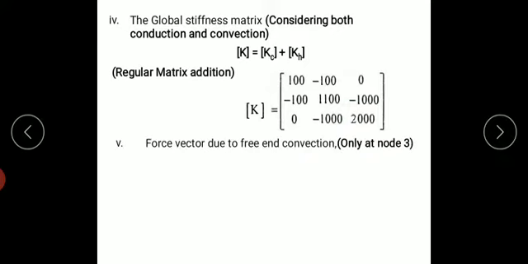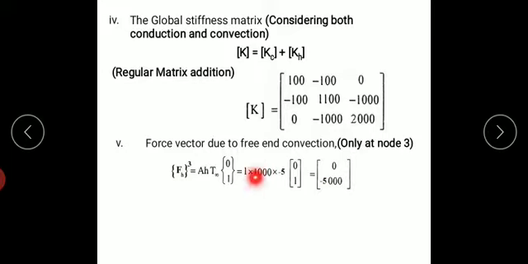Now I need to go to the force vector. Here also, same thing, the force vector due to free end convection. Means what? The force is happening only at node 3 because convection is happening there. That's the reason why in the formula I have A H T infinity {0, 1}. If convection is happening at node 1, I need to take {1, 0}. But here the convection is happening at node 3, so I will take {0, 1}.